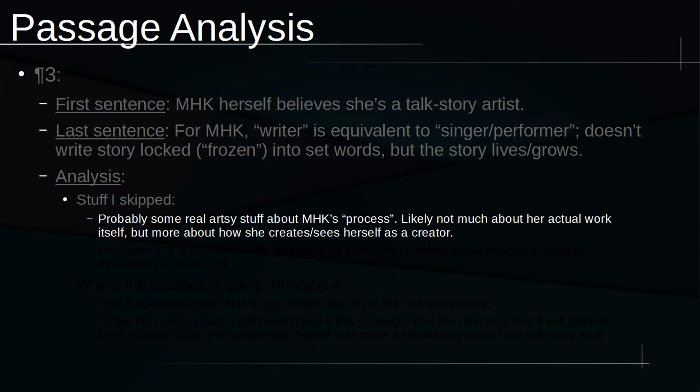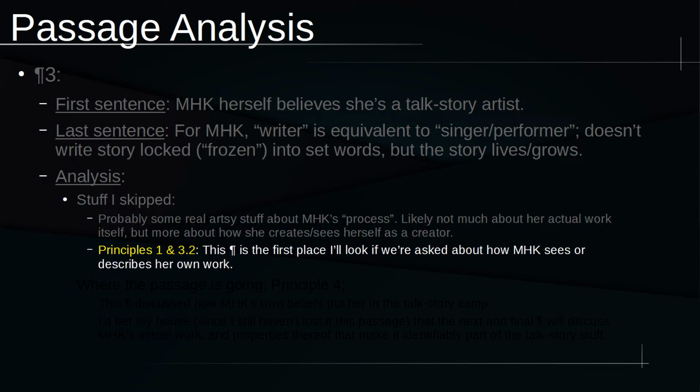We clearly lead off this paragraph by having the author give MHK a space to voice her own opinion of her own work in her own style. And then by the time we get to the end, we hear that she's doing X, Y, and Z things. So this would be a good place to look for that, I think. So accordingly, again by Principle 1, a structural reading, and 3.2, which is technical knowledge of a passage, this paragraph is the first place I'll look if we are asked about how MHK sees or describes her own work.